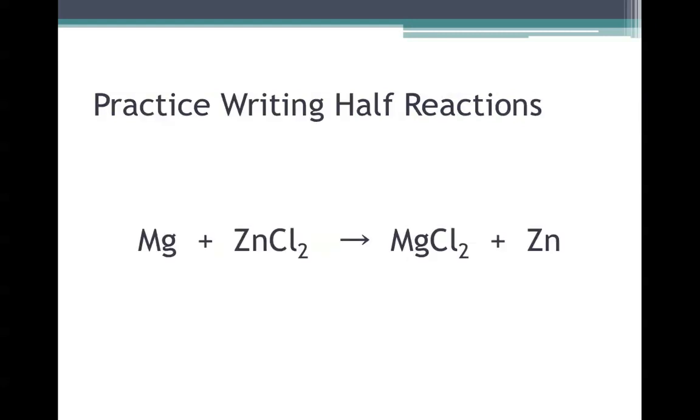So here we're going to practice writing some half reactions. You're going to be given a full redox reaction, and the first thing you have to do, just like we've been doing before, is assign oxidation numbers and determine oxidation and reduction.